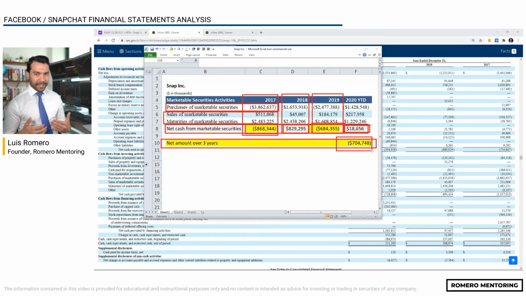I mean, let that sink in with you. If you are a shareholder of Snapchat, are you okay with them losing $704 million of your own money when their operations are still bleeding and burning through a lot of cash? They haven't fixed that yet. They're not profitable. So why are they engaging in buying and selling marketable securities like they're a hedge fund, like they're a money manager? As a shareholder, I will be voicing out that opinion.